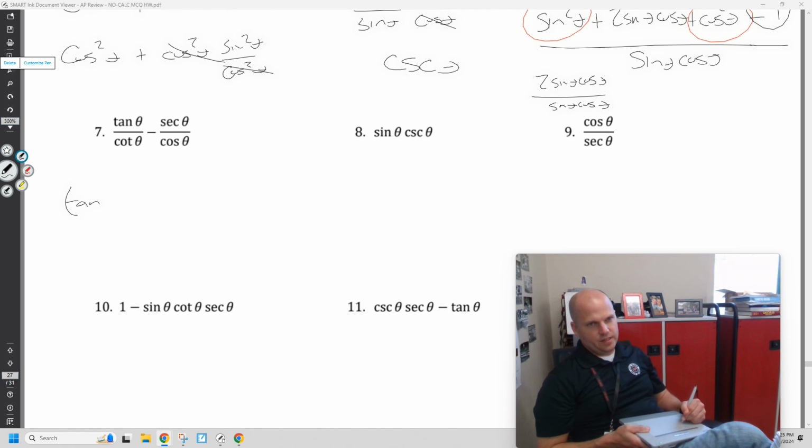Cotangent is the same as tangent. Like, man, these are annoying to do, even if you're a teacher.